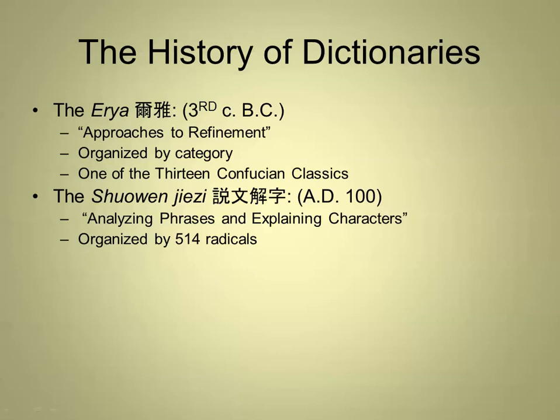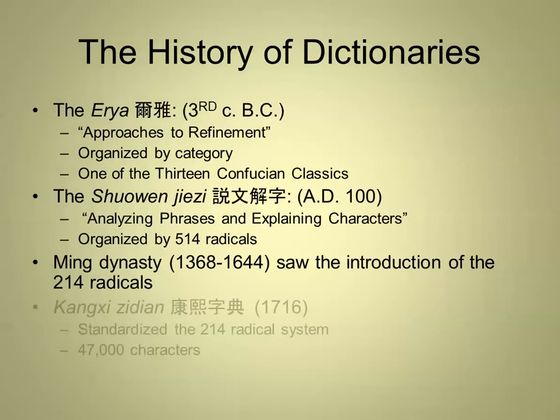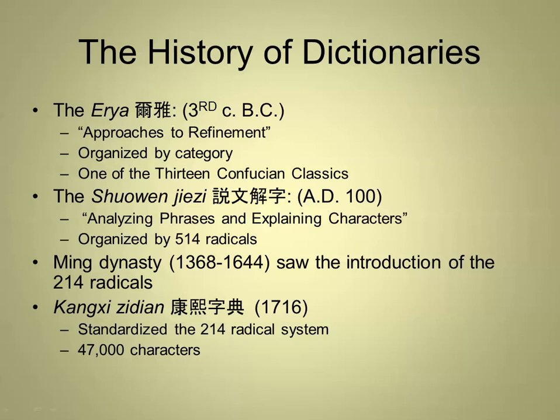Now, we have already talked about the Kangxi radicals, and I'm getting to that in just a second. But before I do, I'll point out that when we looked first at the Kangxi radicals, I mentioned that there were other systems developed before the Kangxi radicals by which characters could be organized in a dictionary, and the Shuowen Jiezi has one of those systems. The Ming Dynasty saw the introduction of the 214 radicals with which we are familiar, and the Kangxi Zidian was published in 1716. It standardized that system, the 214 radical system, and the Kangxi Zidian itself has about 47,000 characters in it.